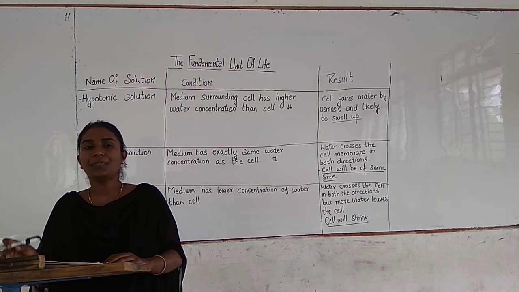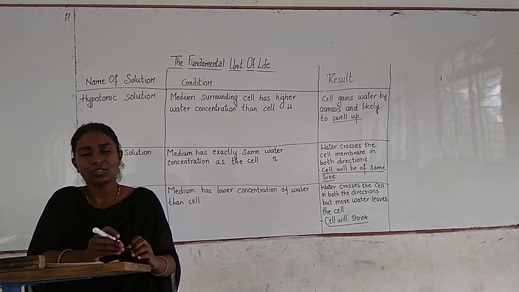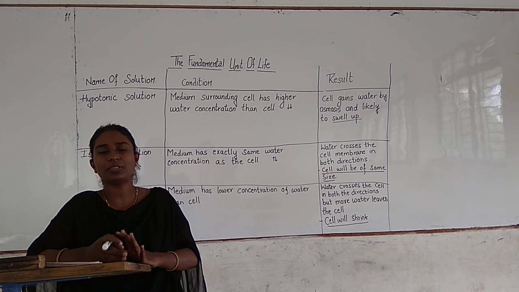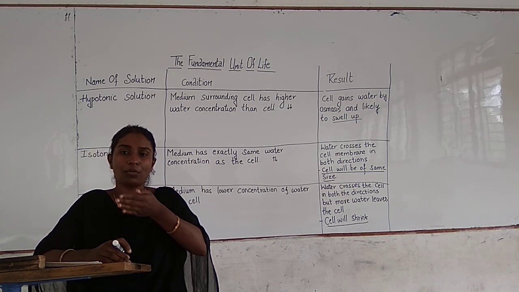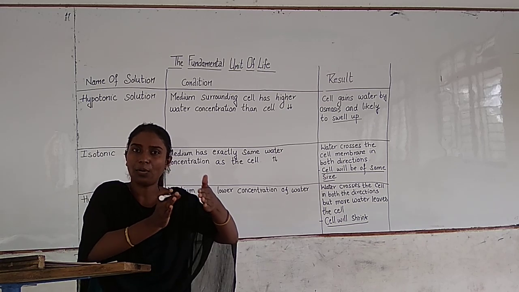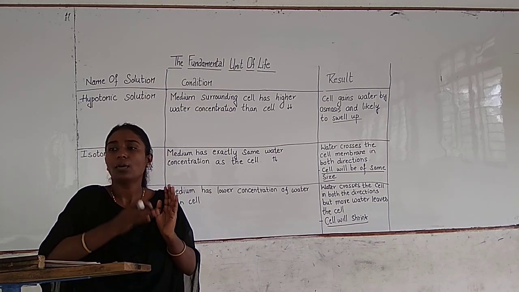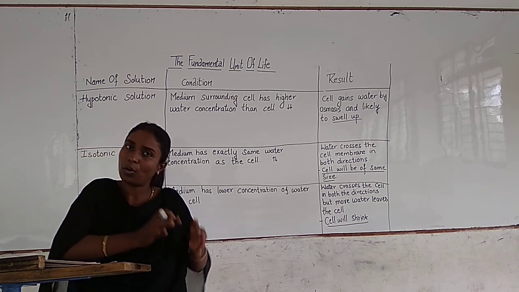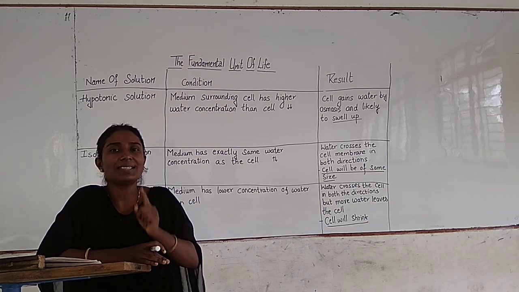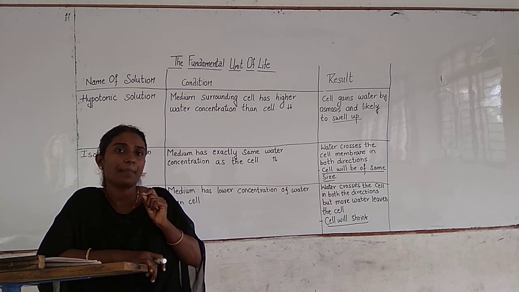Okay, in the previous class we studied diffusion and osmosis. Just a recap of it. What is diffusion? Diffusion is the movement of molecules from higher concentration to lower concentration. Osmosis is the movement of water molecules from higher concentration to lower concentration through a semi-permeable membrane. That means a membrane is present.